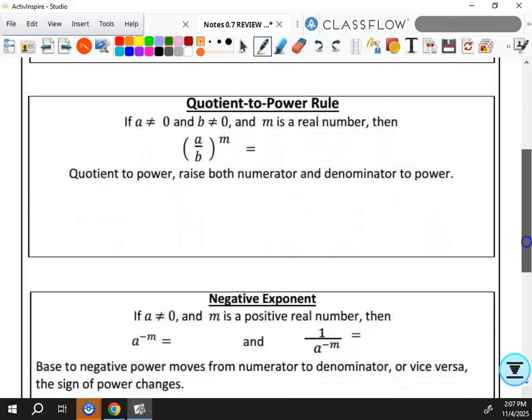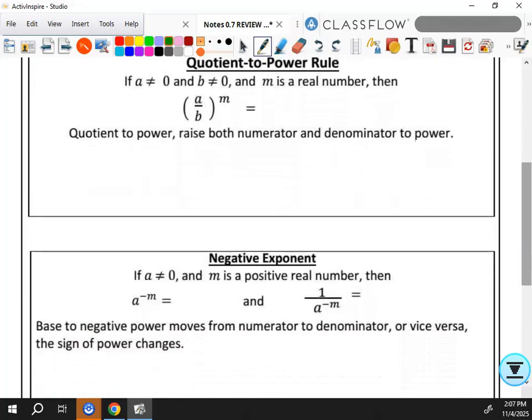All right, quotient to a power rule. It's pretty much just like your product to a power rule. I get to distribute that exponent, and I get a to the m over b to the m. So if I have x squared over y to the 3rd power, still going to have a fraction. Numerator would become x to what? 6, because it's power to a power, right? And then the denominator would be y cubed.